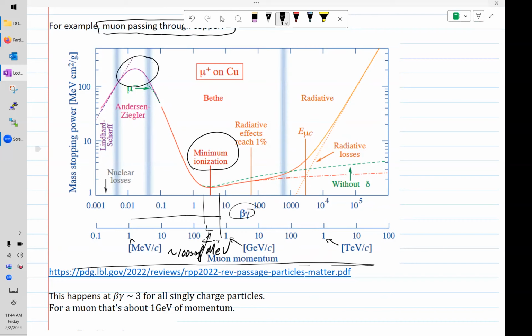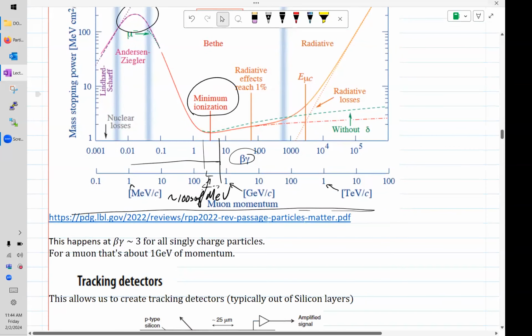If you go lower energy, it'll lose more energy. If you go higher energy, those muons will lose more energy. Okay, that's what I want you to get out of this plot. Don't think about the equation, just ignore it. Think about the units on the equation. That's it. Any questions about this?